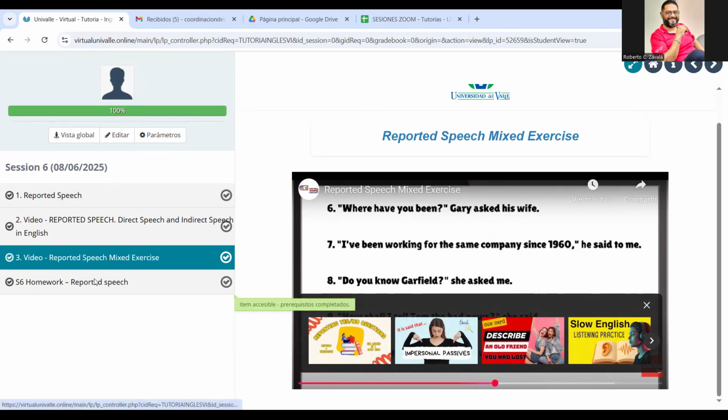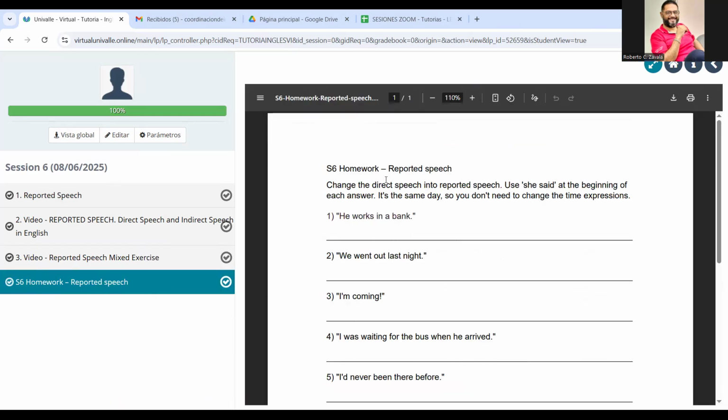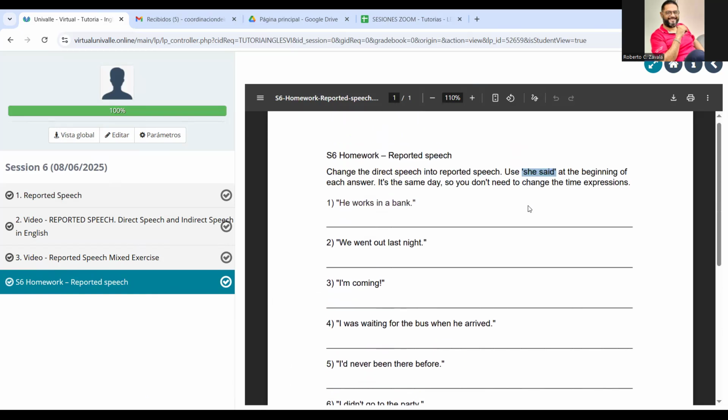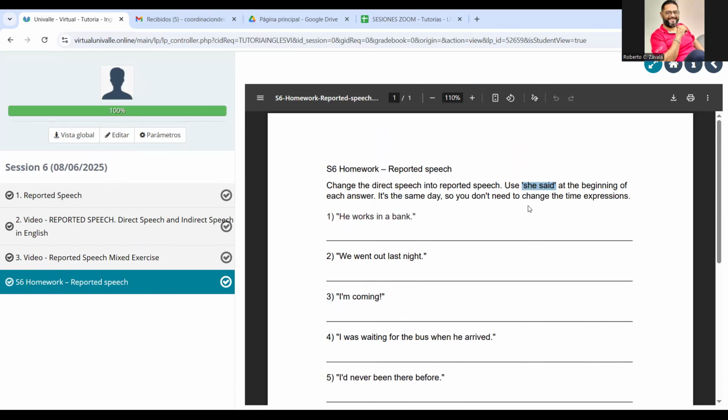Now, let's see what the homework has. Reported speech, change the direct speech into reported speech. Use she said at the beginning of each sentence. It's the same day, so you don't need to change time expressions, okay? So technically, we don't change time expressions.